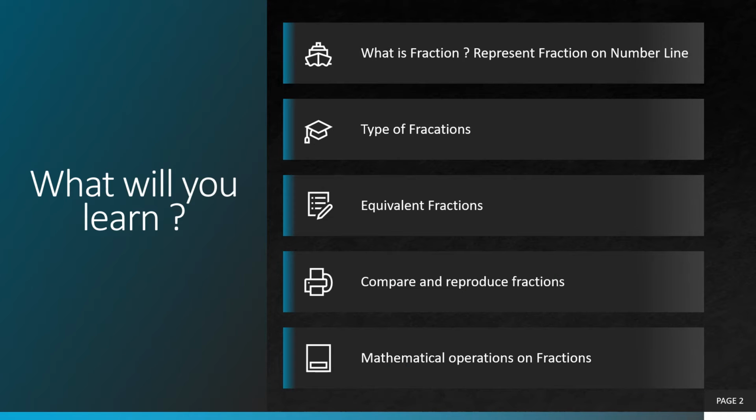So, what you will learn in this chapter today: what is a fraction, what is the definition of the fraction, how we can represent the fraction on a number line, and how many types of fractions are there, what is equivalent fraction, how we can compare two fractions, how we can reduce the fractions, and various mathematical operations on fractions, like how we can add two fractions, how we can subtract one fraction from another, how we can multiply two fractions, how we can divide two fractions.